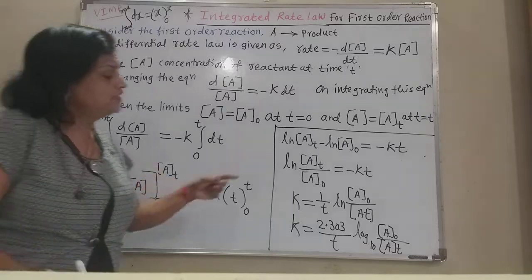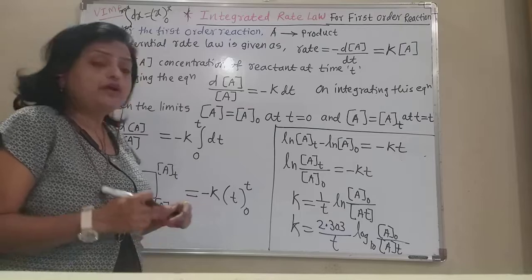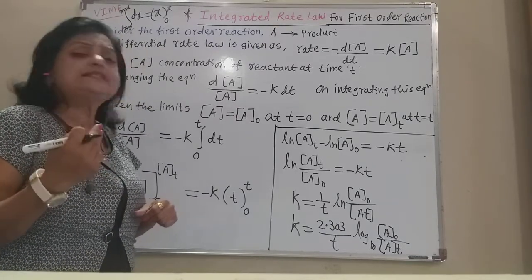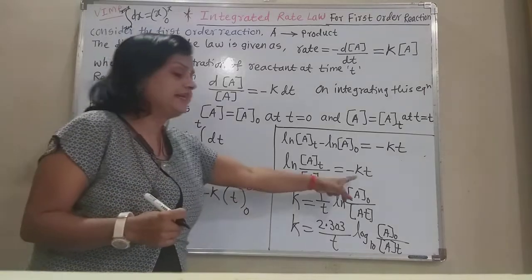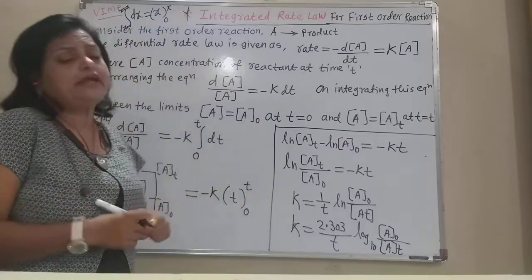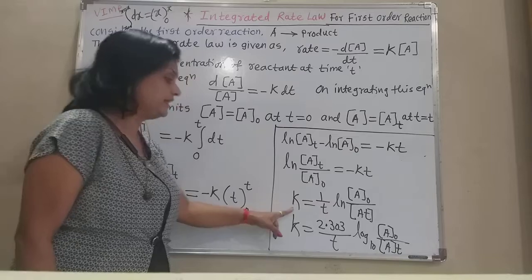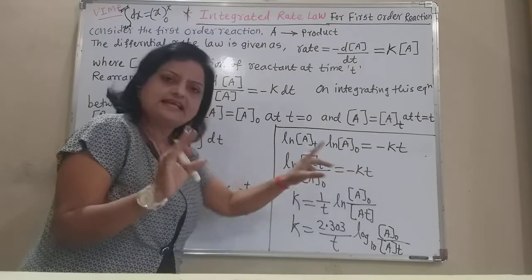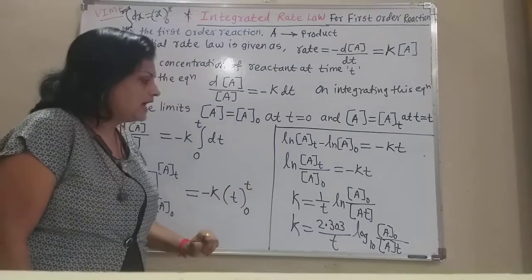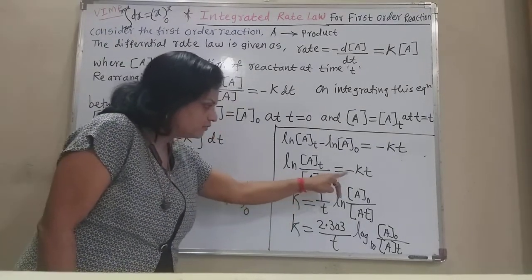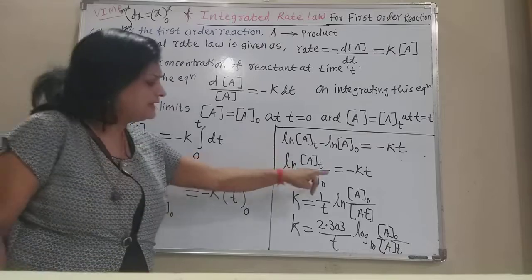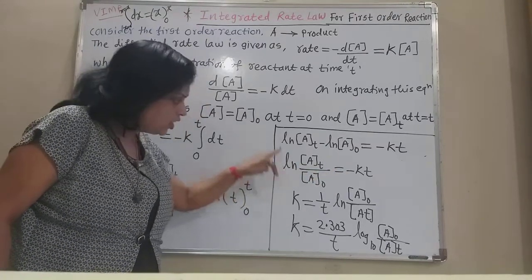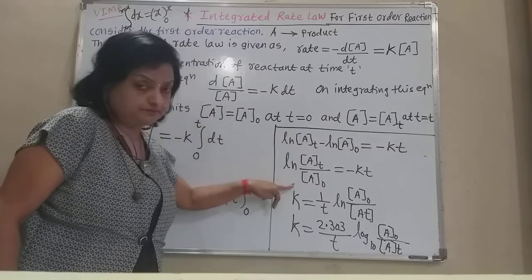2.303. But this is the first step. Now here we always ask in the examination, in the problems, the value of the rate constant k. So how do we calculate the value of rate constant k? Take this k to this side as it is, and this minus sign comes here. As the minus sign comes here, this becomes log to the base e of a0 upon at.